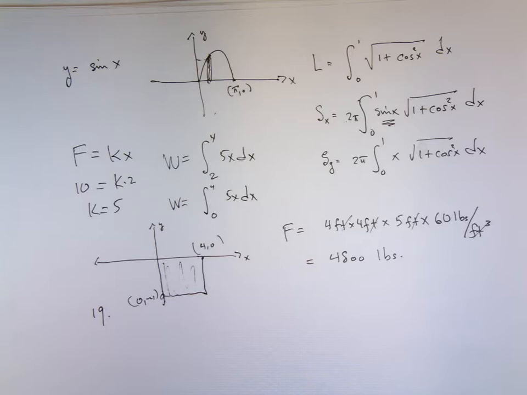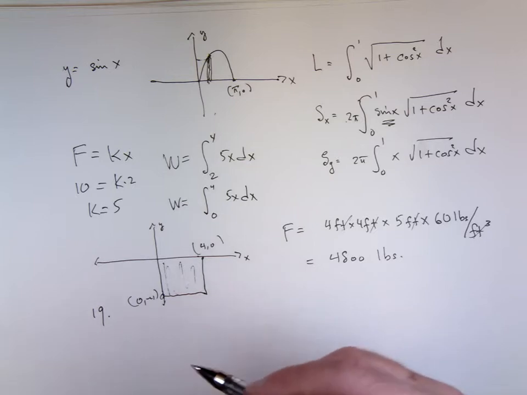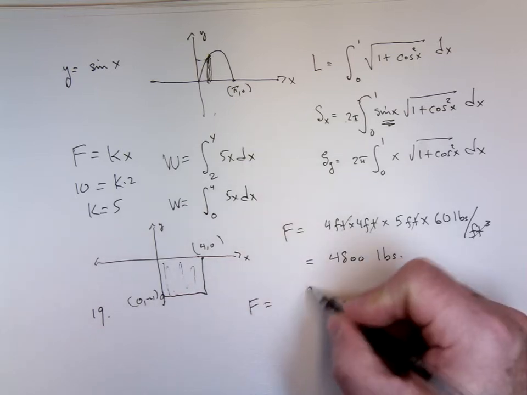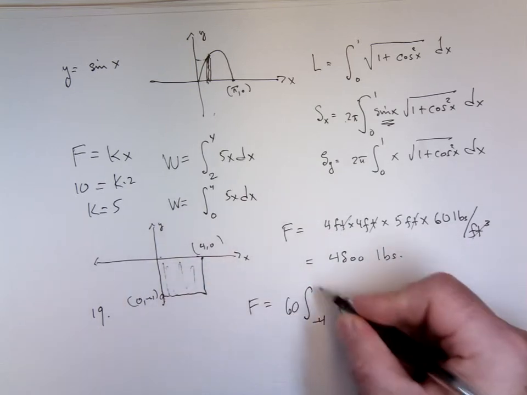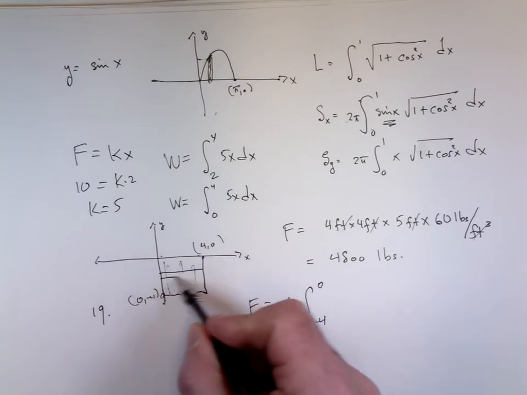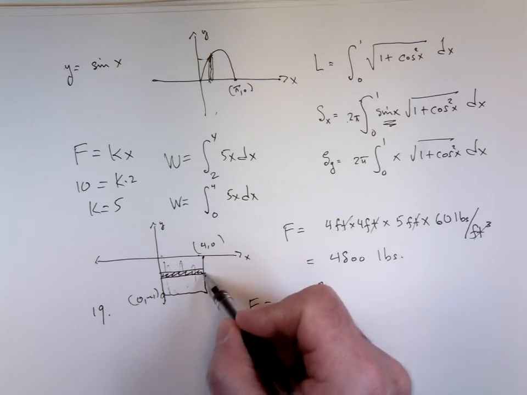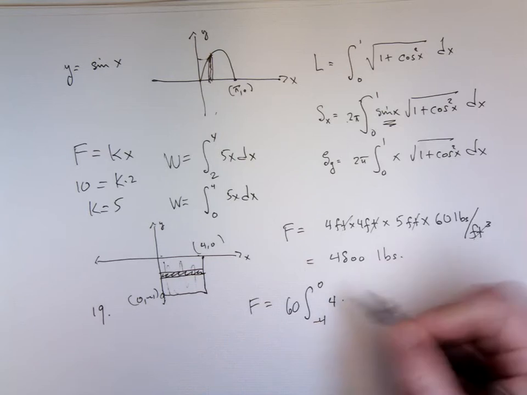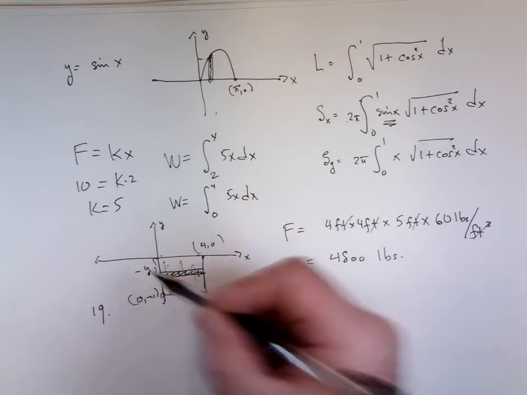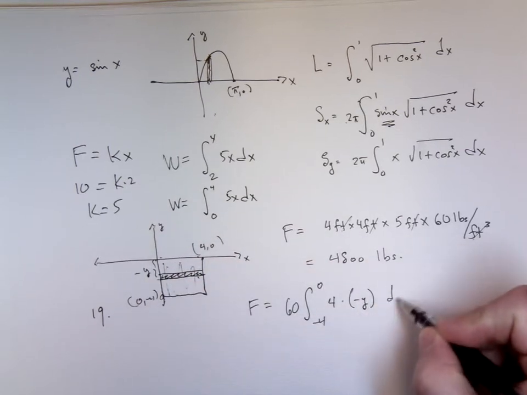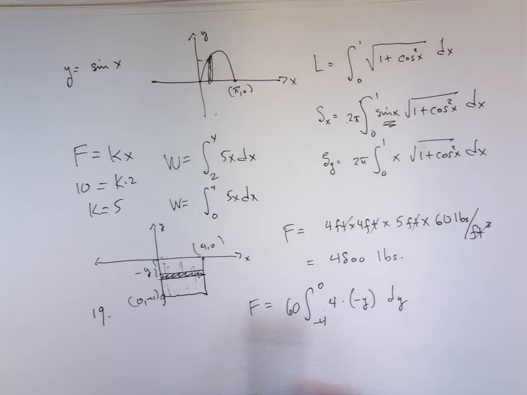Now, in 19, you have to do the integral, so there's no two ways about it. The force on this thing is equal to the integral, the density, 60, going from negative 4 to 0. What we've got to do is take this length, but it has to be expressed in terms of y. But it's a constant 4 anyway, so it's no big deal. It's 4, times the depth, which is negative y, dy.